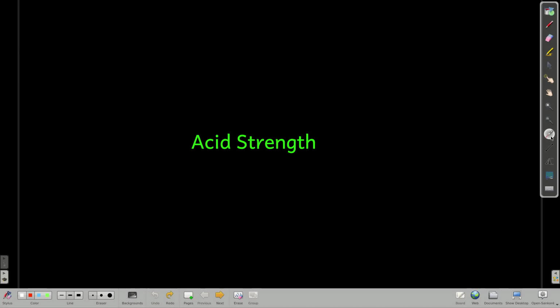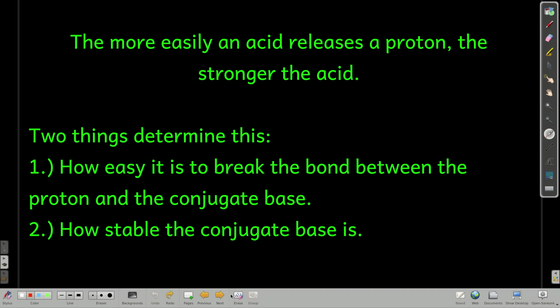In this module, we're talking about acid strengths. That is, how strong is an acid, and we're going to predict this based on the structure of the acids, the molecules. So first of all, what do we mean by a strong acid?